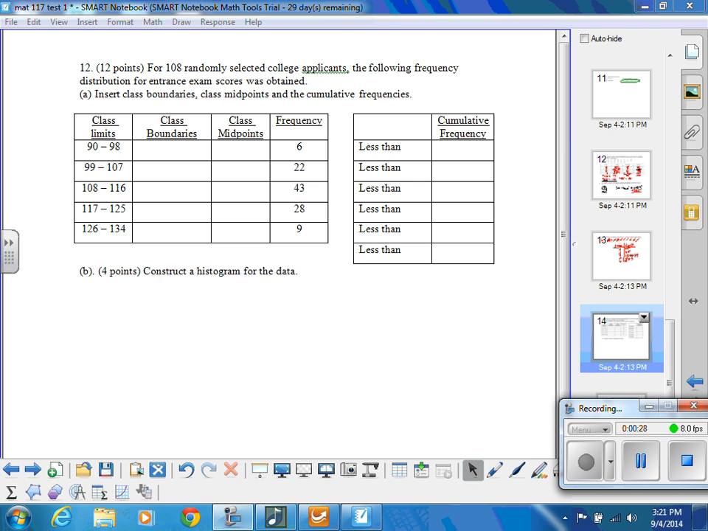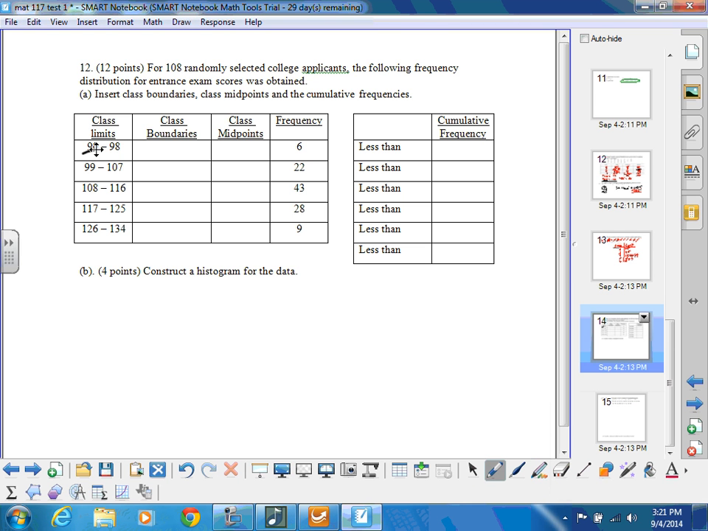If you remember earlier, I said that class boundaries are always a half a point below the lowest class limit. So in this case, the lowest class limit is 90, so my first one is going to be 89.5, and it's going to be half a point bigger than the highest one, so it'll be 98.5. Now I might run out of room here, so bear with me because it's not a very big chart.